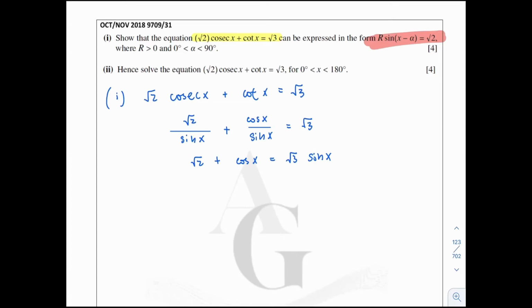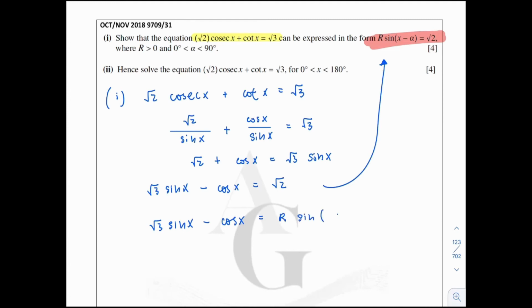And therefore, we will have square root 3 sine x minus cos x equals square root 2. And then you just need to compare with this equation. You will find out that the left hand side, square root 3 sine x minus cos x, is actually equal to r sine (x minus alpha). Then this will go back to the question that I taught you earlier. You just need to compare the coefficients of the sine x and the cos x.